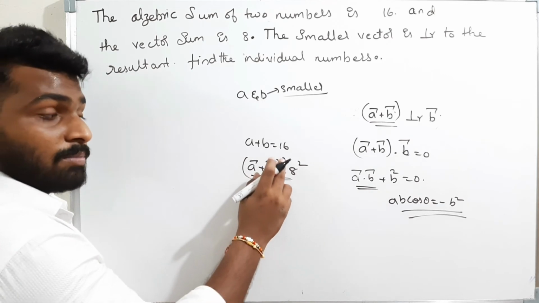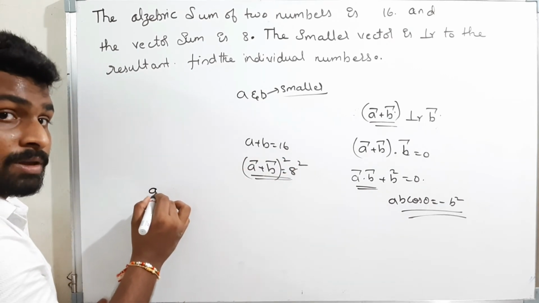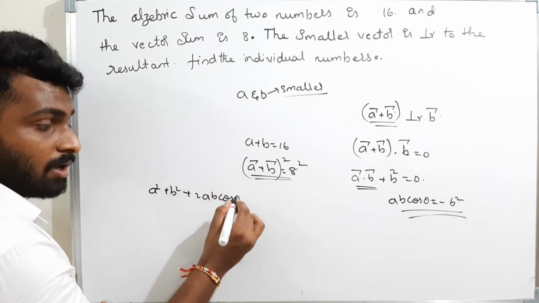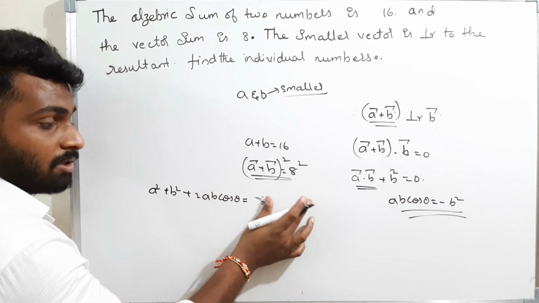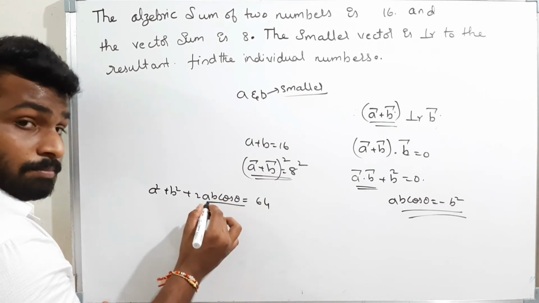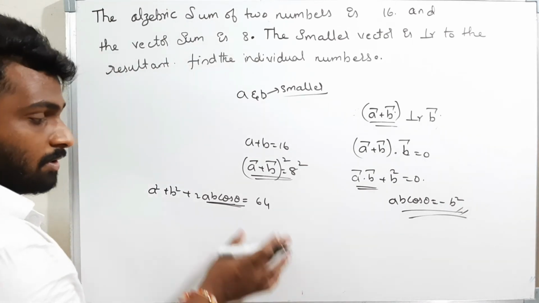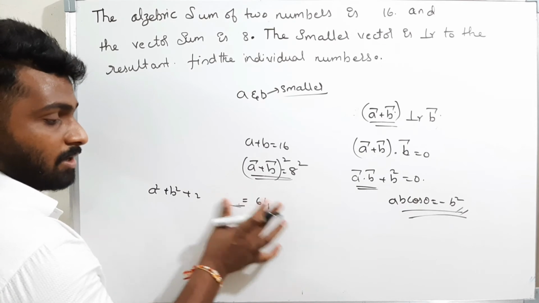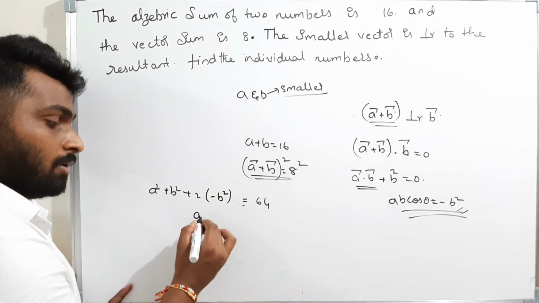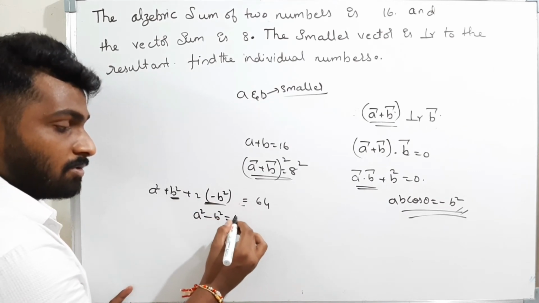(A bar plus b bar) whole square is equal to 8 square. Therefore, what will you get? a square plus b square plus 2ab cos theta is equal to 8 square, which is nothing but 64. Now what is this ab cos theta? It is minus b square. Therefore, in place of ab cos theta I am writing minus b square. So a square plus b square minus 2b square, that is a square minus b square, is equal to 64.